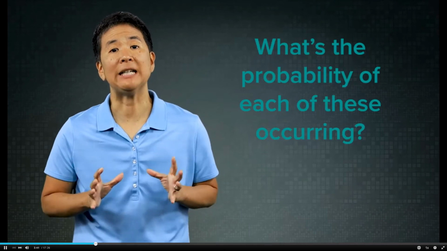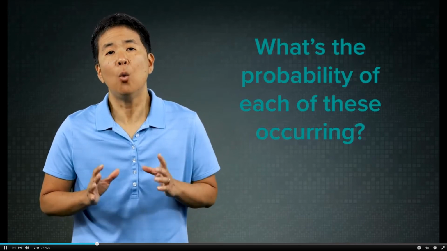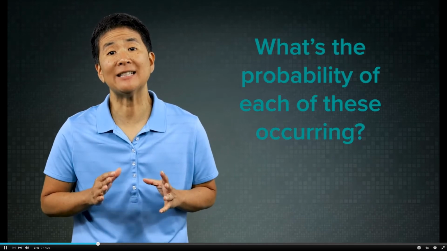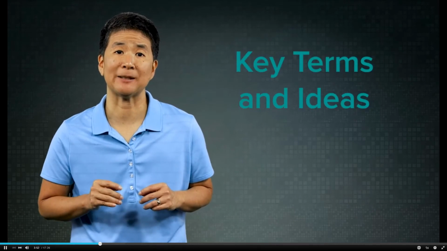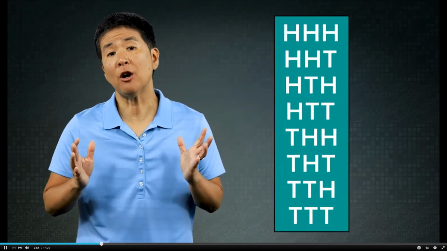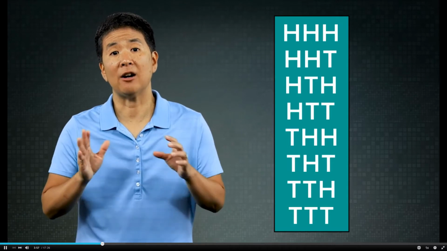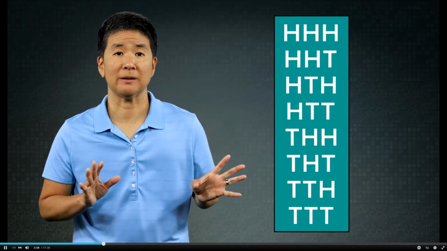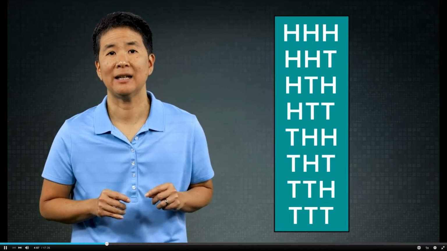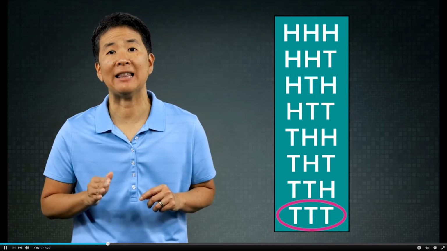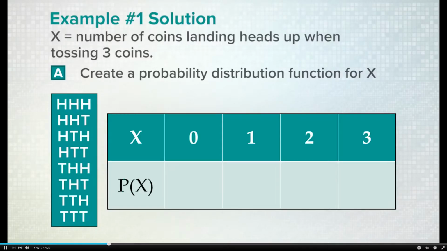Now, what's the probability of each of these occurring? What will really help us is to look at the sample space that we learned in the probability lesson on key terms and ideas. You could draw a tree diagram if you'd like to get all 8 of these different outcomes. Now, looking at these 8 different outcomes, how many had 0 heads? There's just 1 out of the 8 that have tails, tails, tails. Thus, the probability of x being 0 is 1/8.